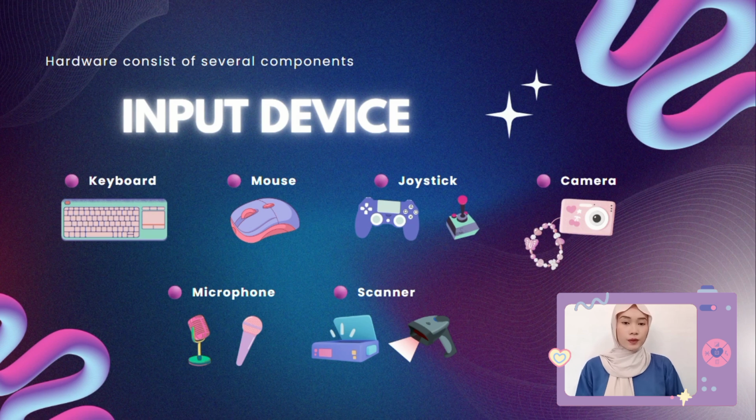Hardware consists of several components. The first one is input device. The examples of input device are keyboard that we use to type, mouse that we use to point, joystick that we use for gaming, camera that we use to take some cute moment, microphone that we use to sing, and scanner.